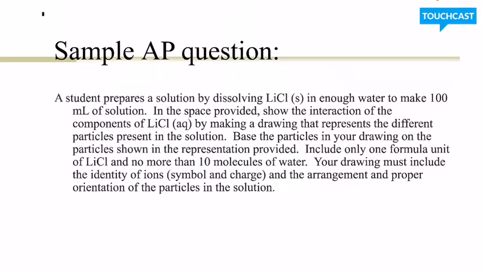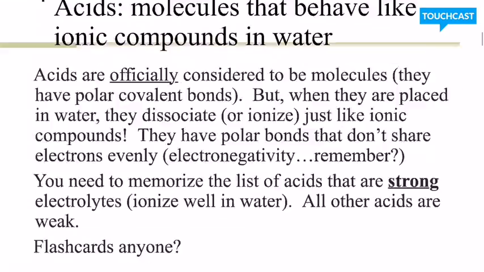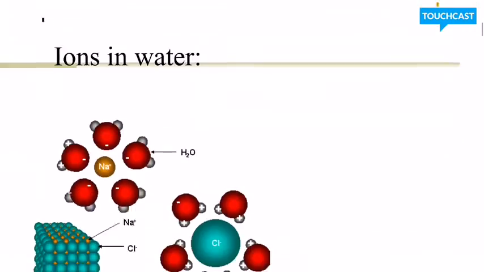But basically think of an LiCl compound. And then it says include only one formula unit of LiCl and no more than 10 molecules of water. Your drawing must include the identity of your ions. In other words, you should put the symbol and the charge, and the proper arrangement and orientation of the particles in the solution. So what they're talking about literally is what I showed you already, what happens to the water when you have an ion in it. We've already shown you that before, up here.